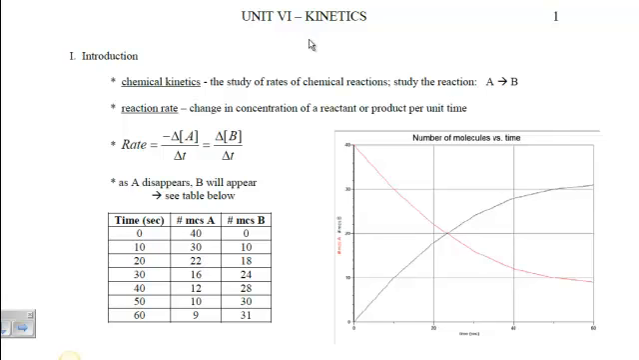Welcome to Unit 6 Kinetics. For beginners, this is the study of chemical reactions and how quickly or slowly they go. And so we'll always use the standard. A is usually referring to the reactant, and B is referring to the product here.